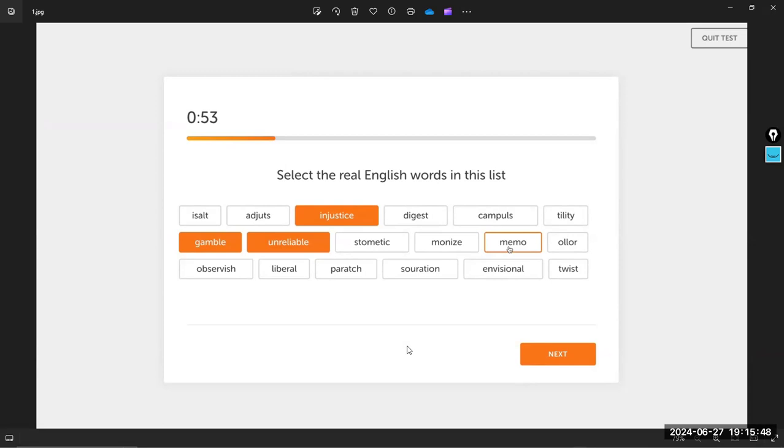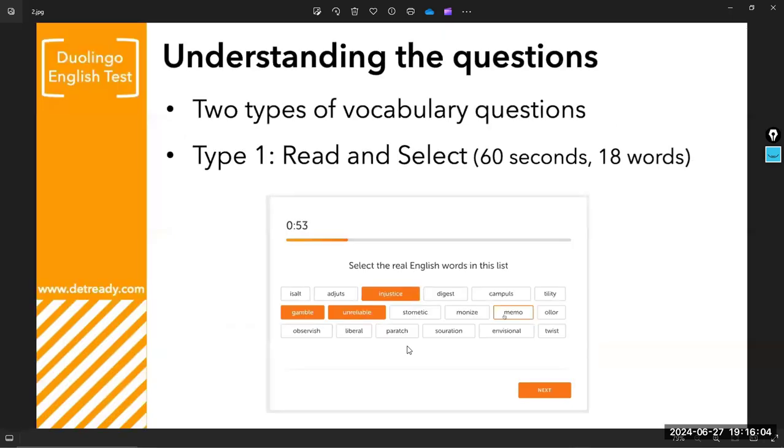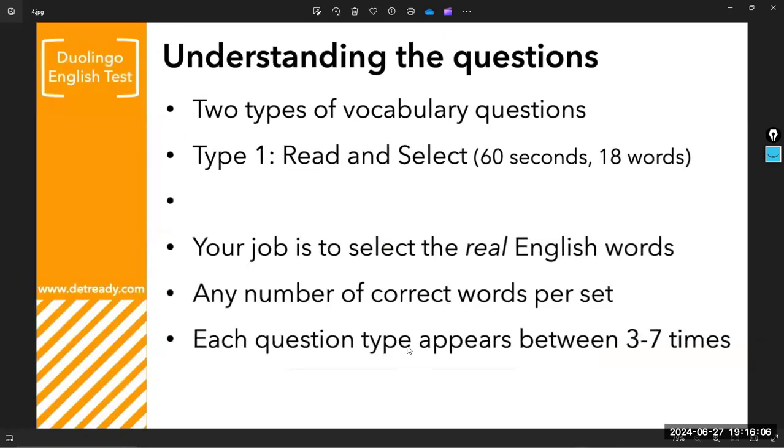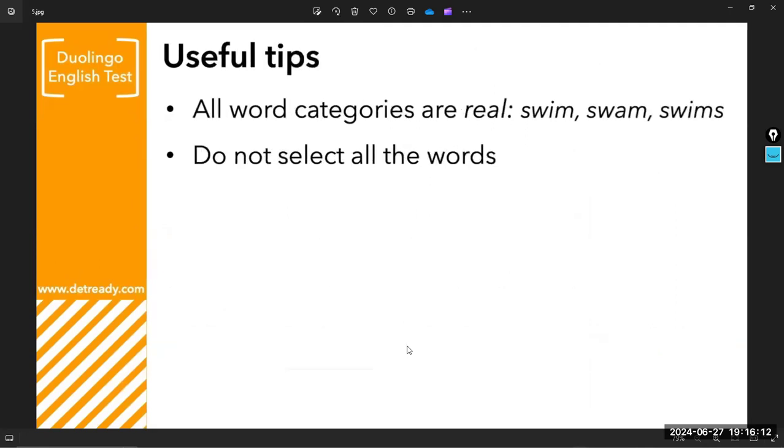Did you understand me, Malak? Not the same picture, not the same words. All the pictures of read and select are different. So from 3 times to 7 times. Again, it depends on the exam that you are applying to.